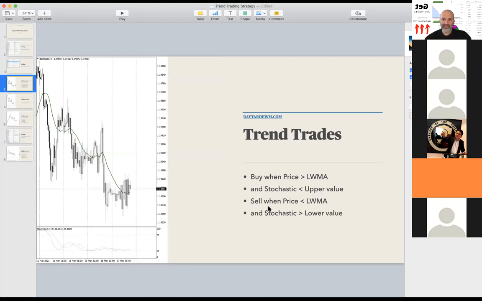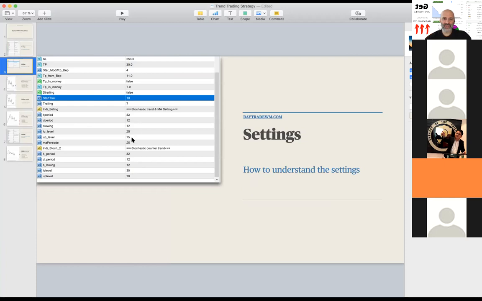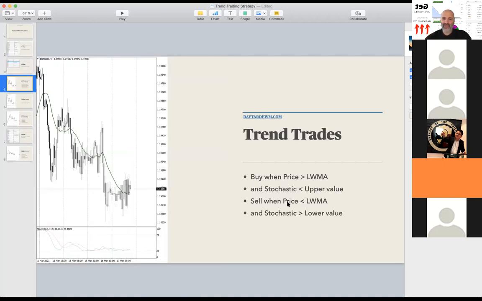Also for the sell, it will only sell when the price is below the linear weighted moving average, below this one, and the stochastic is above the lower value. So here we have set the lower value of the stochastic to be 25. So it will only sell if the stochastic is above 25 and the price is below the LWMA. So it will be like moving with the trend. However, it's not in an oversold condition. This is the reason for it.